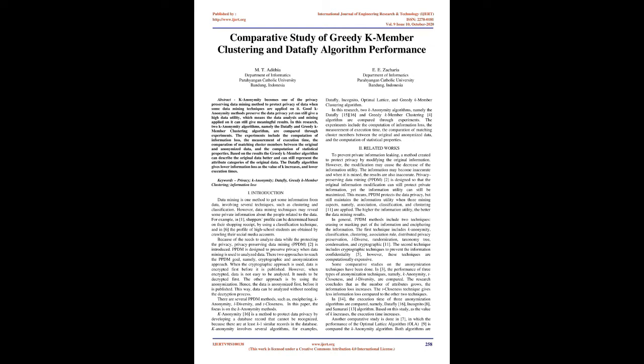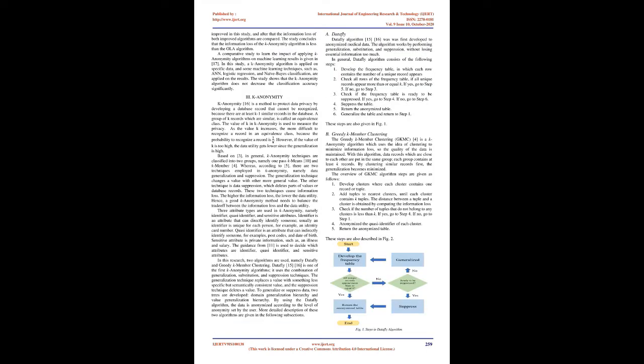In this research, 2 K-Anonymity algorithms, namely the Datafly and Greedy KMember clustering algorithm, are compared through experiments. The experiments include the computation of information loss, the measurement of execution time, the comparison of matching cluster members between the original and anonymized data, and the computation of statistical properties.